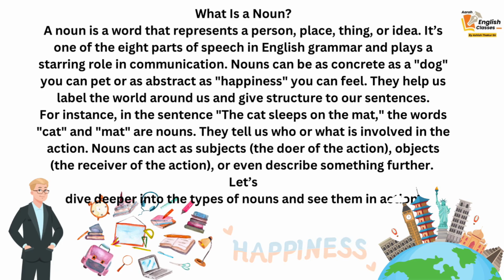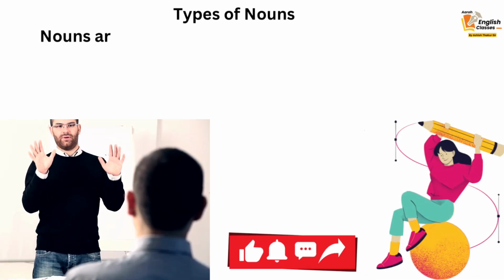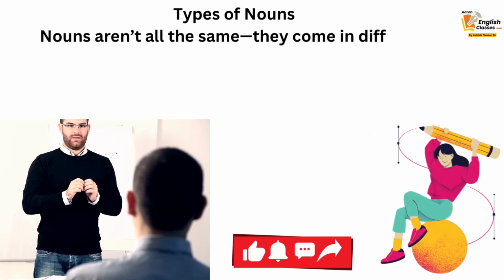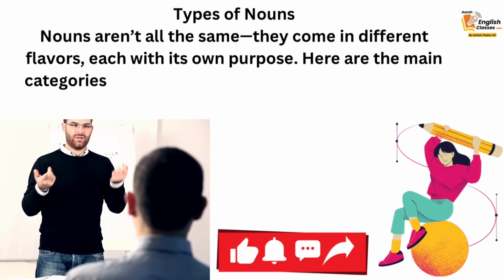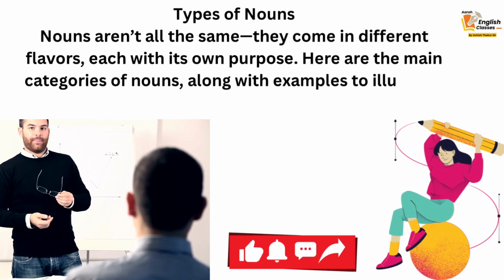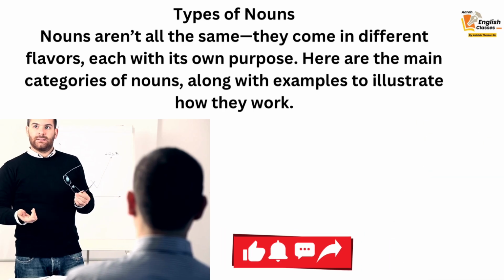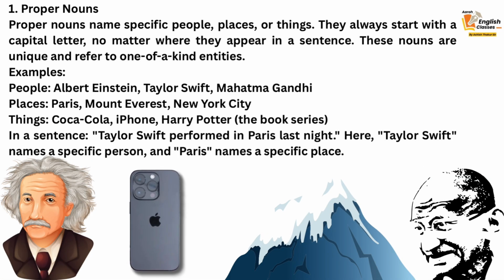Types of nouns. Nouns aren't all the same. They come in different flavors, each with its own purpose. Here are the main categories of nouns, along with examples to illustrate how they work. 1. Proper nouns. Proper nouns name specific people, places, or things. They always start with a capital letter, no matter where they appear in a sentence. These nouns are unique and refer to one-of-a-kind entities.